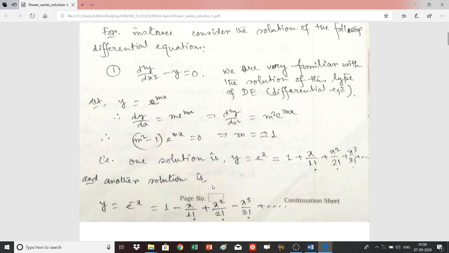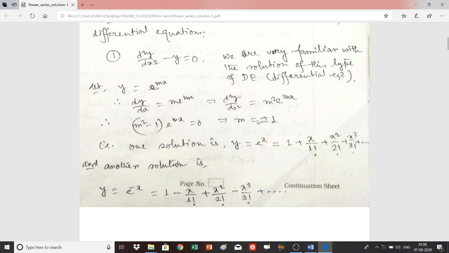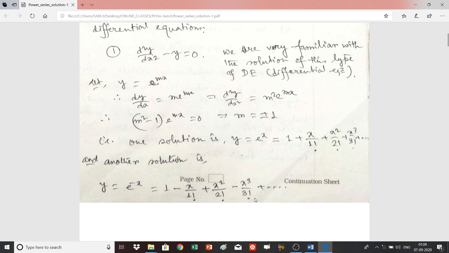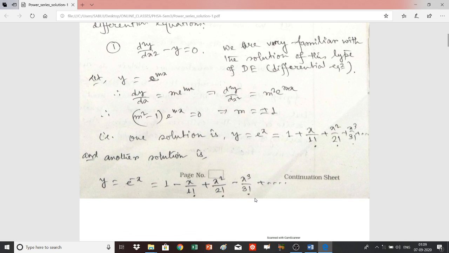Another solution is for m is equal to minus 1, and is given by y is equal to e to the power minus x, and it is also expressed in this fashion. We know that e to the power minus x is equal to 1 minus x by 1 factorial plus x square by 2 factorial minus x cube by 3 factorial, and so on. So we know all of this method and this process.